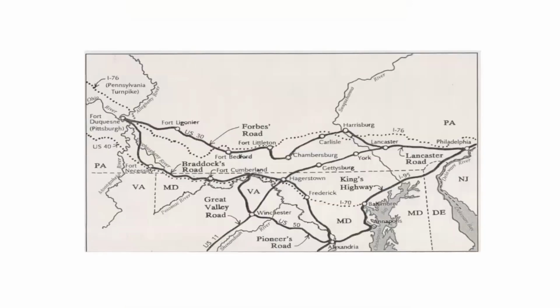There's this Forbes Road in Pennsylvania mainly, and the Braddock Road down in Virginia, and just touching up into what became Pennsylvania. Why did they need these routes? Because they needed to be able to get cannon. They needed to be able to get various things there to fight that French and Indian War.